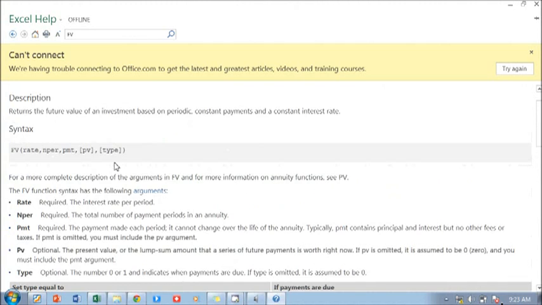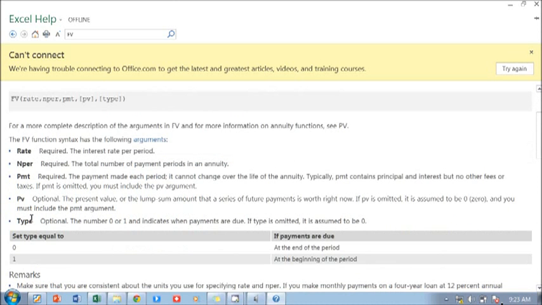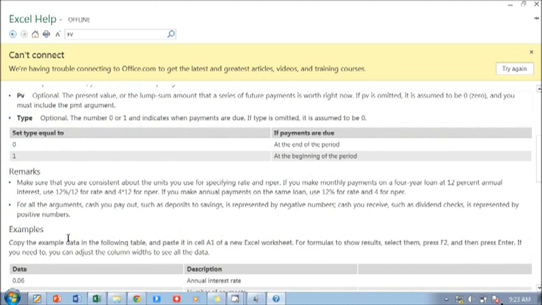So basically, you have a rate here and NPER. This is the number of periods, the total number of payment periods in an annuity. Future value is basically for annuity purposes. But here you have another optional argument for the present value, which is quite interesting. And then you have a type, 0 or 1. That depends on whether the payment or the cash flow in or out is made at the beginning of the period. If that's at the beginning, it's 1, and if not, it's 0.